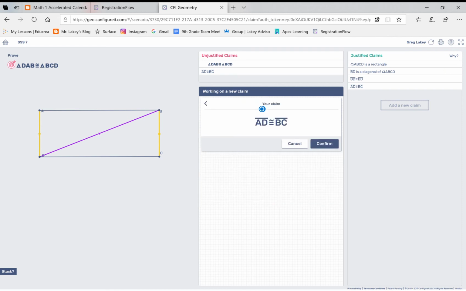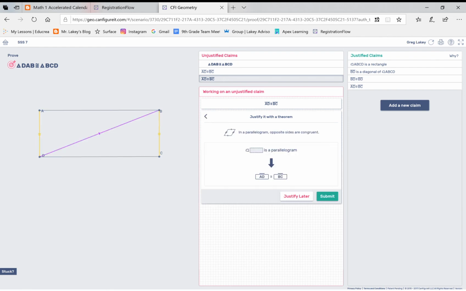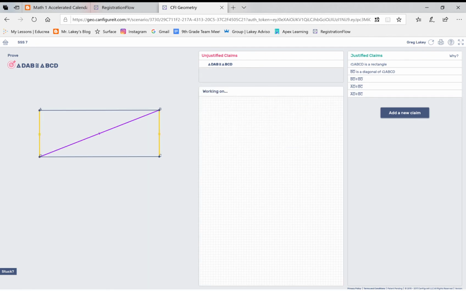Our reason why that works, if we go to confirm, it's that same middle one that Ian was talking about here. In a parallelogram, opposite sides are congruent because rectangles are also parallelograms. So now click on that one there, and now they gave us the name of it, A, B, C, and D, to say that now those two sides are going to be congruent. And we submit it.